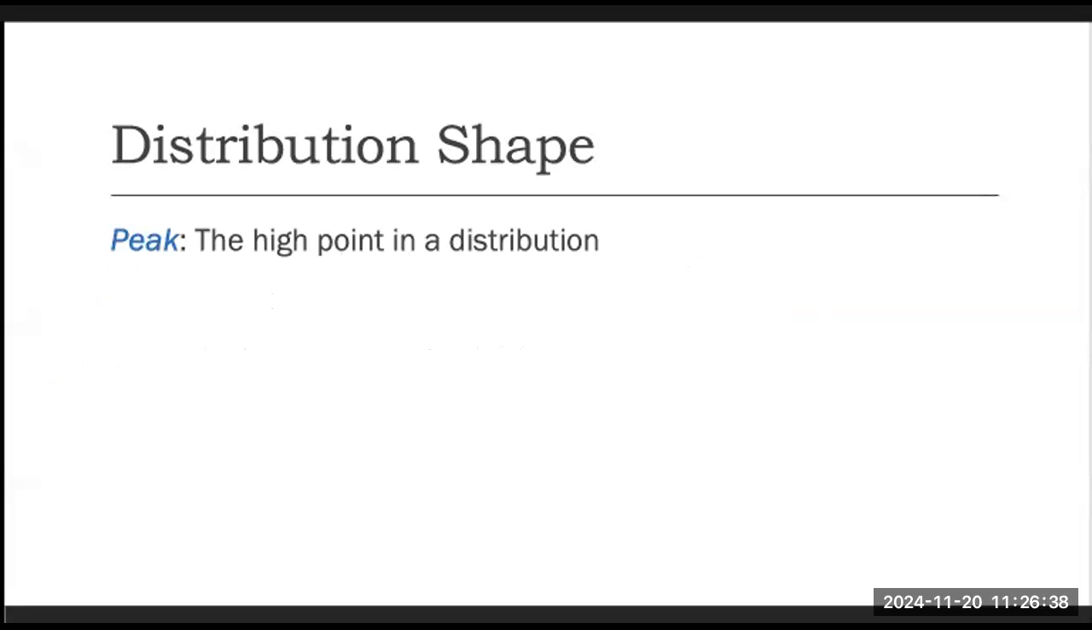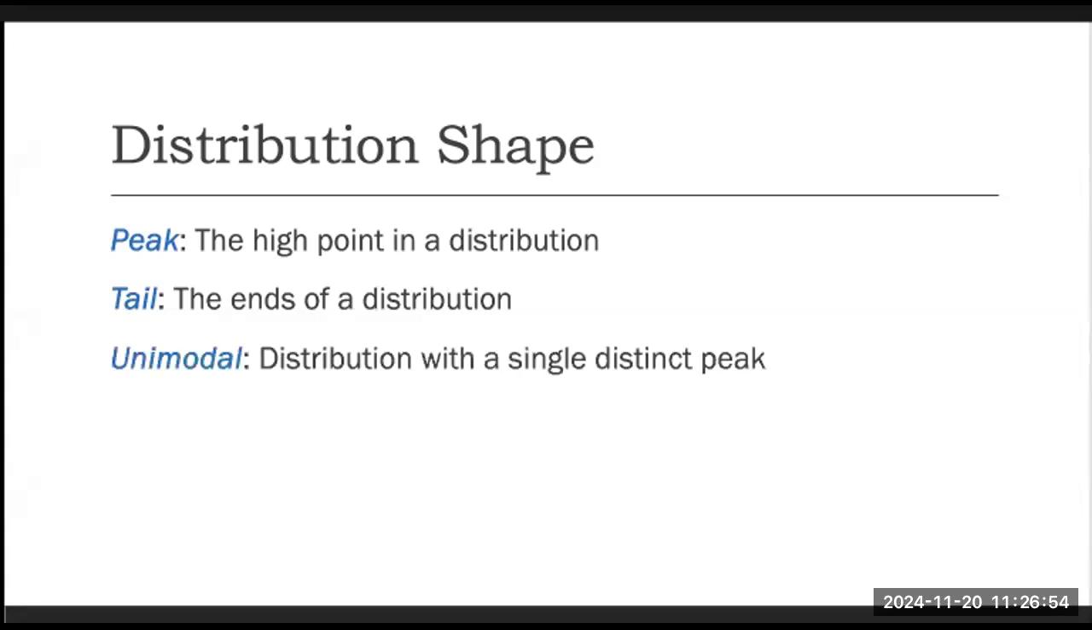What are the high values in this distribution that we're looking at? We're looking at the tails. The tails are the ends of the distribution. Most of the time in a distribution, we'll see that the tails are the extreme values, and there often are not very many values at those components.